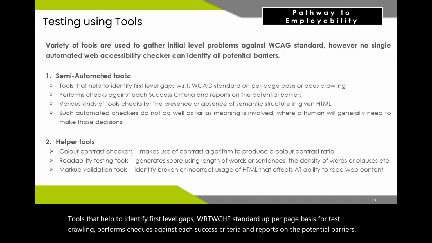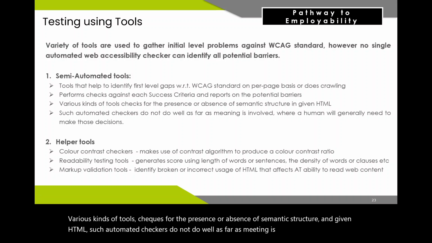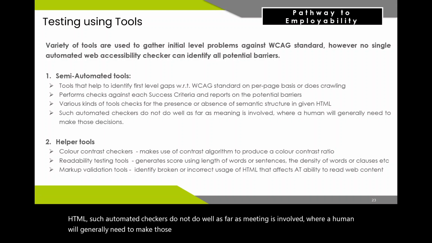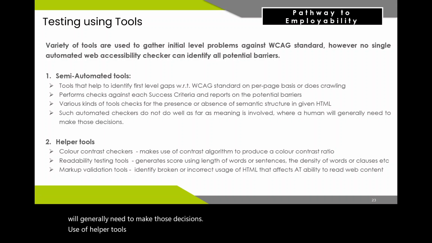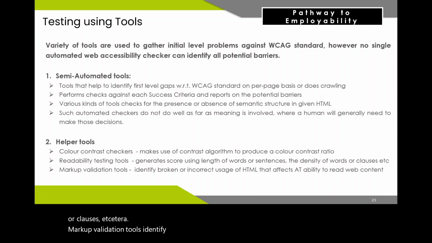Various kinds of tools check for the presence or absence of semantic structure in given HTML. Such automated checkers do not do well as far as meaning is involved, where a human will generally need to make those decisions. Helper tools like color contrast checkers make use of a contrast algorithm to produce a color contrast ratio. Readability testing tools generate a score using length of words or sentences, the density of words or clauses, etc. Markup validation tools identify broken or incorrect usage of HTML that affects its ability to read web content.